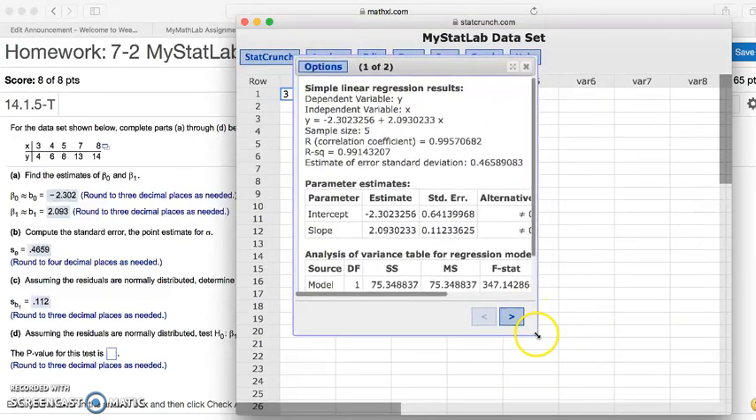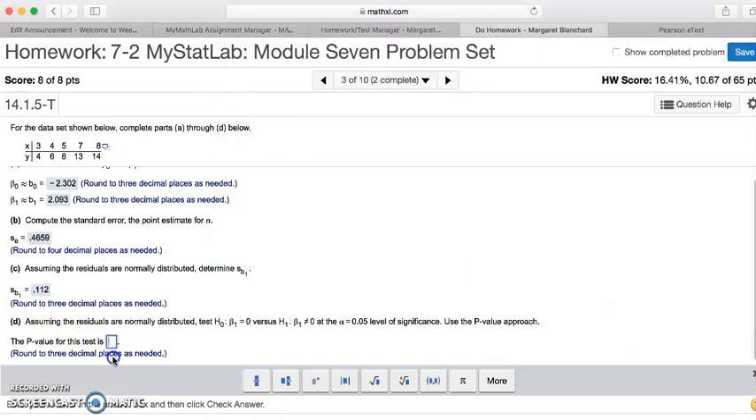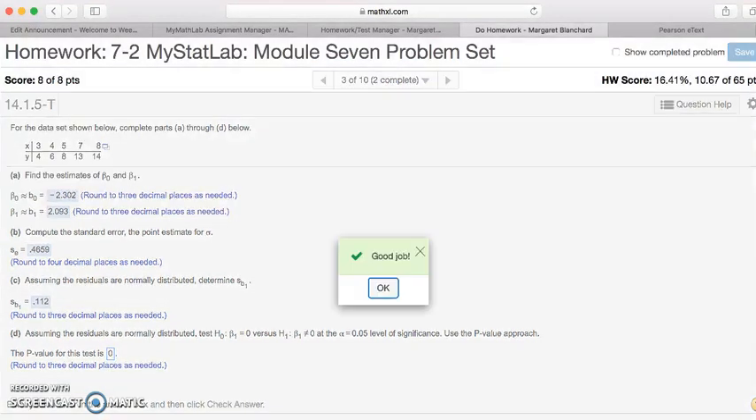So in this case, it tells you the same exact numbers. Our alternative hypothesis is not equal to 0. And the other thing is it automatically runs a test on both the slope and intercept. For our case right now in this problem, we are only looking at the slope. So our p-value is 0.0003. Since we're rounding to 3 decimal places, that's just 0.